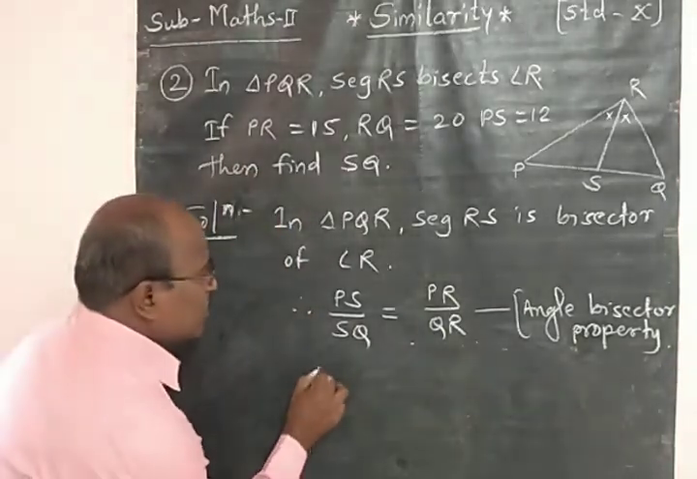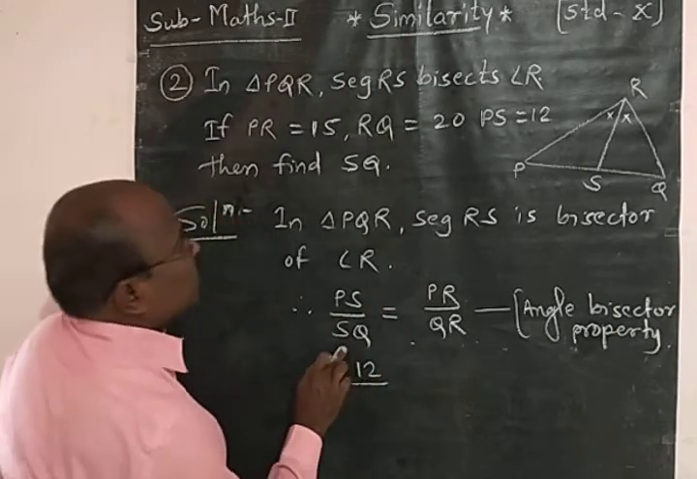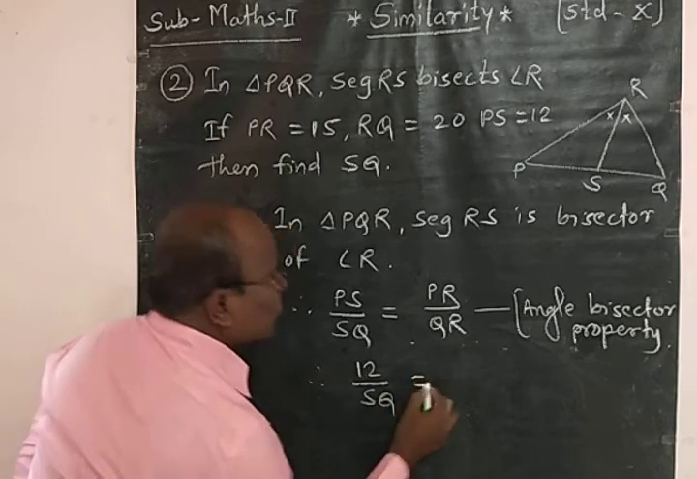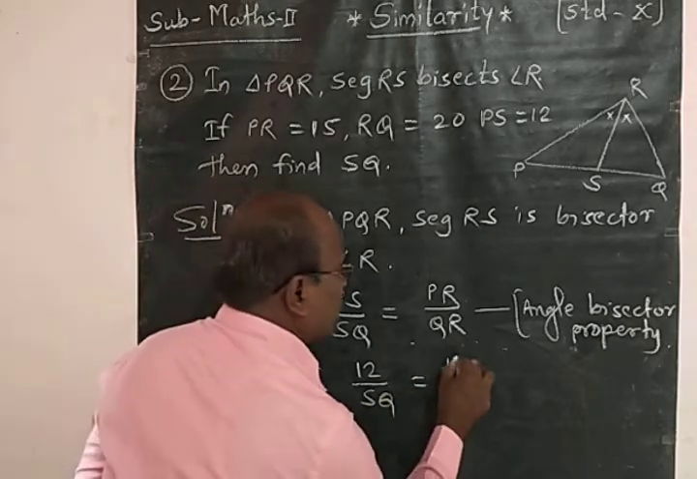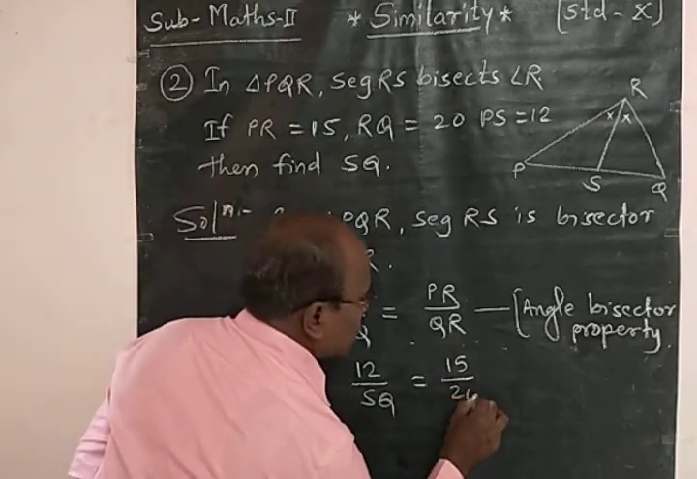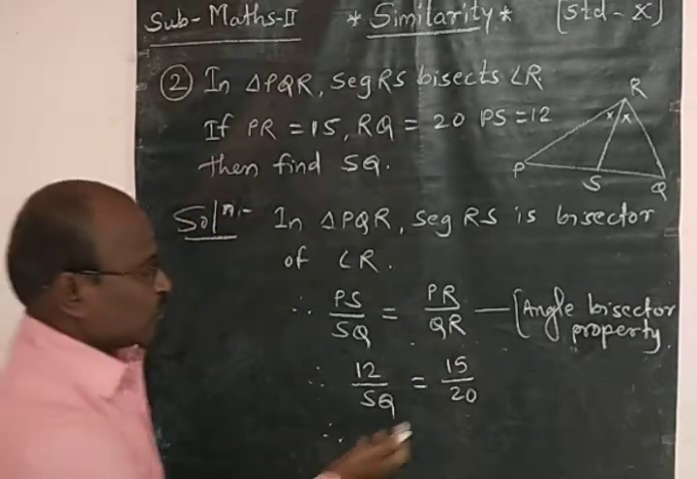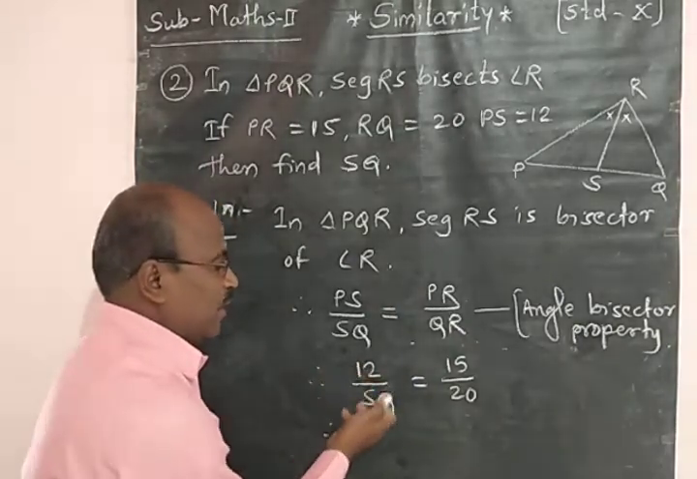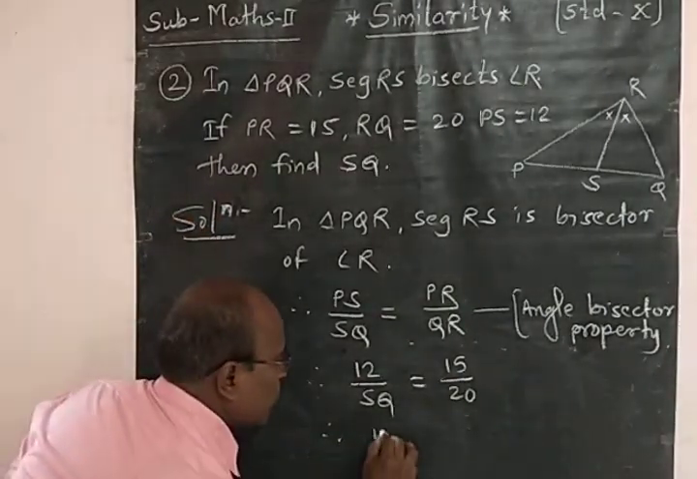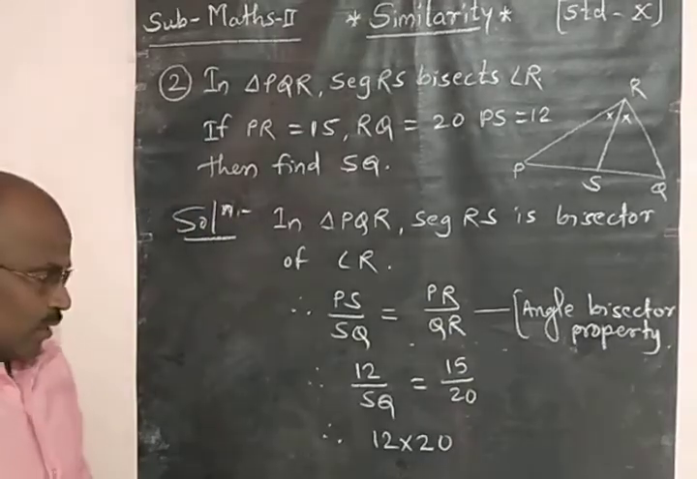PR is given, PS is 12, so write here 12. SQ is to be found, so write as it is SQ, that is equal to PR is given 15 divided by QR is 20. Now do the cross multiplication. So here 12 into 20 and that is equal to 15 into SQ. So 12 into 20. Okay.